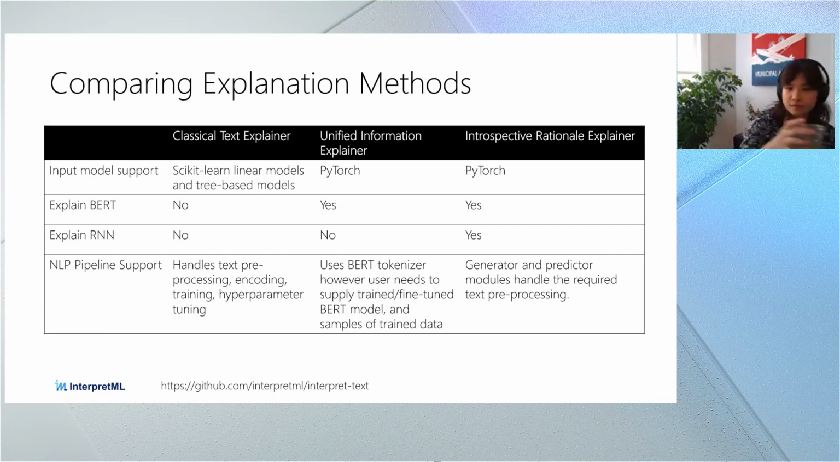Awesome. Thank you, Minsu. Let's answer some questions. The Unified Information Explainer and Introspective Rational Explainer seem very similar. So if Introspective Rational Explainer is also supporting BERT and RNN models, can you explain a little bit what the point of Unified Information Explainer is?